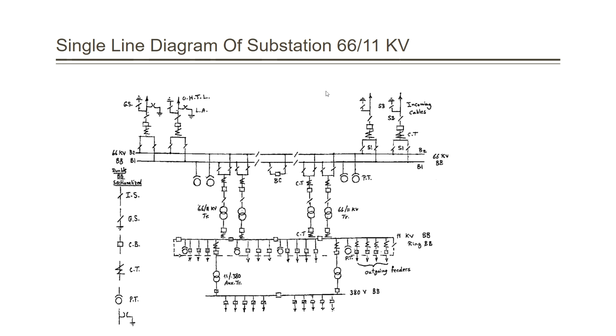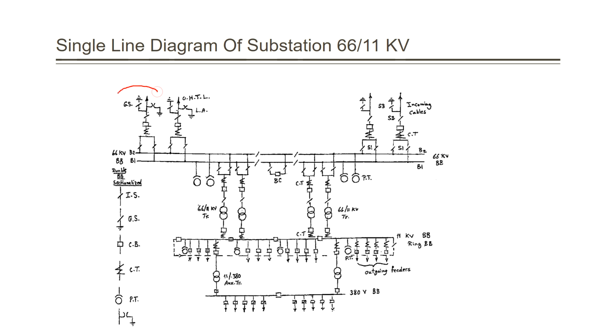They are used to step down from 66 kilovolt coming from two different sources. It can be from overhead transmission lines, or it can be from underground cables. So for example, here the substation 66 over 11 is used to convert the 66 kilovolt to the 11 kilovolt as an output. So let's see the construction here, or the single line diagram.